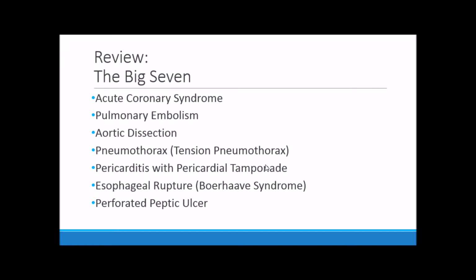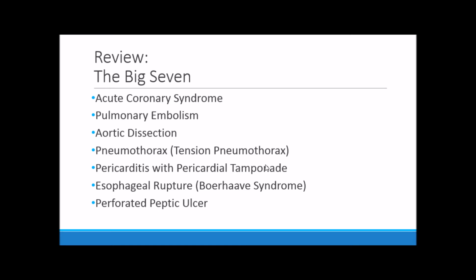Okay, so to review, those are the big 7. I would memorize them, and I would always be paranoid when you're seeing somebody with chest pain that it could be one of those big 7, okay? Your job is to rule out the big 7 first, then make a diagnosis later. It's more important to rule out badness than make a definitive diagnosis in the early stages of a patient's interview.